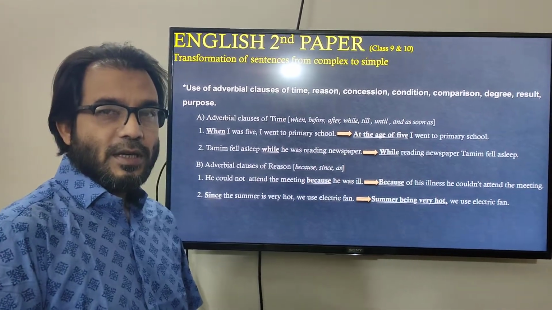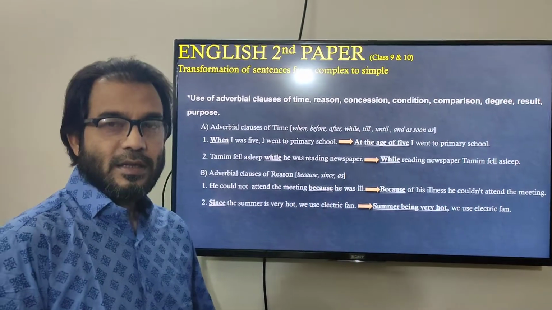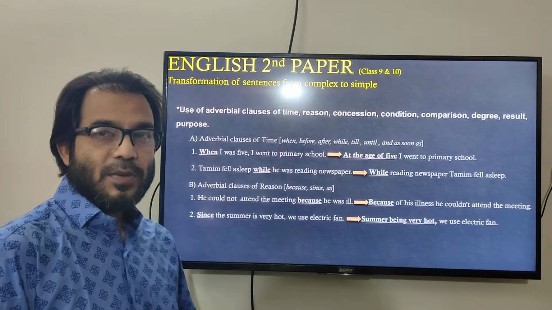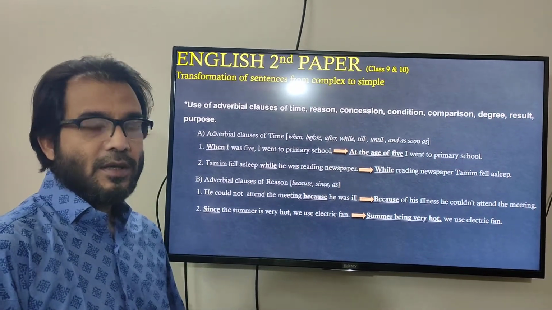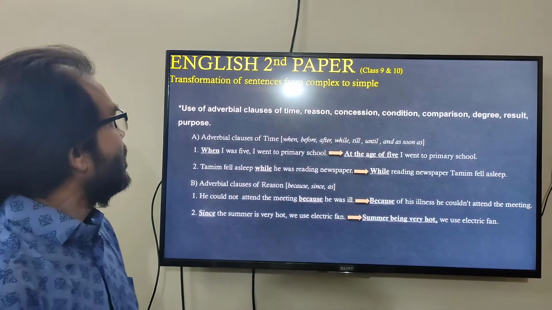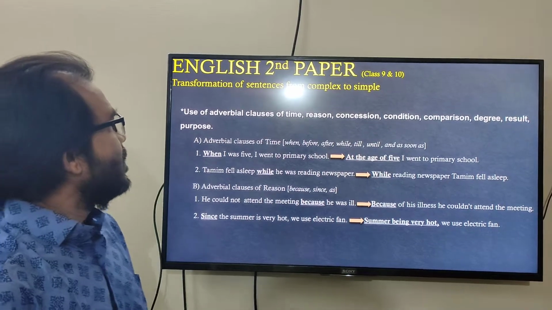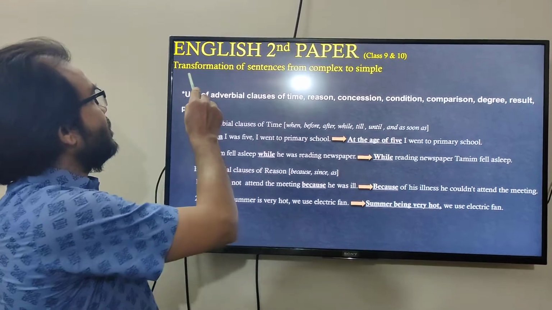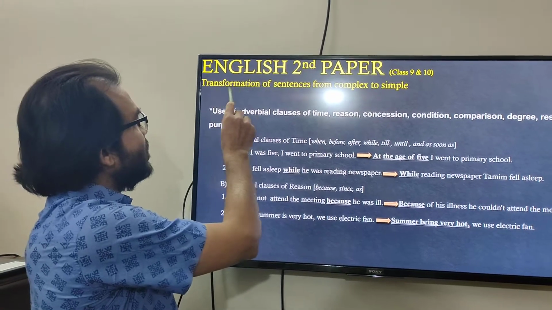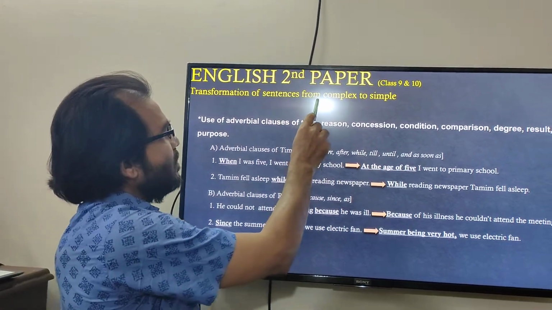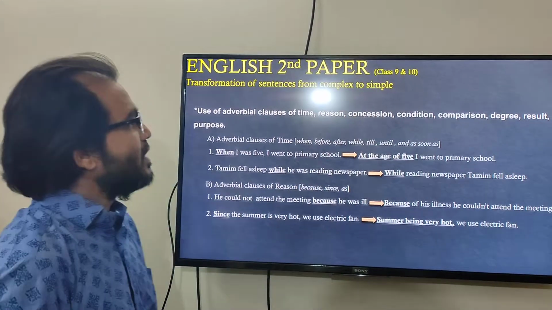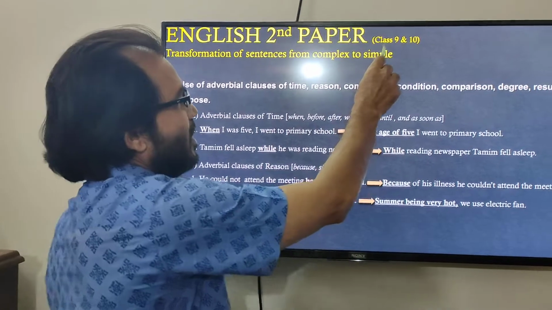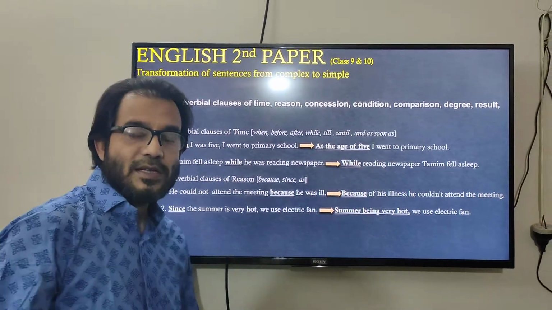Today I am going to conduct a class on English second paper: transformation of sentences from complex to simple. This class is very important for classes 9 and 10, especially for the SSC examination.